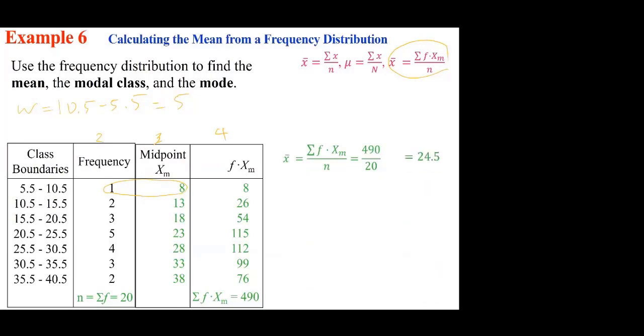Now, the next one, it says, what is the modal class? As far as the definition of a mode, it works the same way. Remember, the mode is what? The one with the highest frequency of occurrence. So which class has the highest frequency? The frequency number 5 is the highest, so that class has the highest frequency because 5 is the largest number among the frequencies. So your modal class is that one.